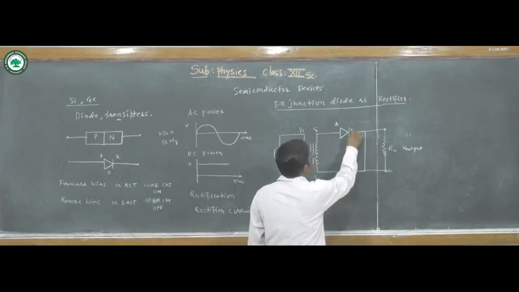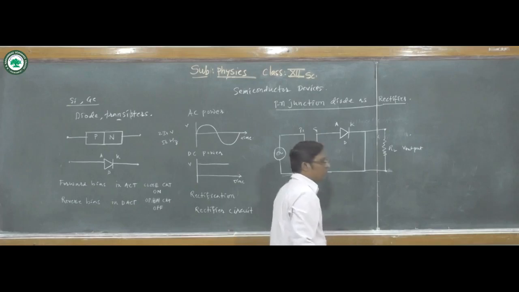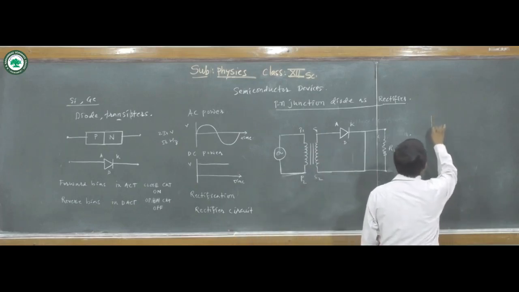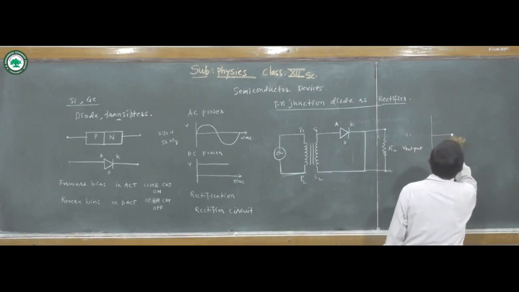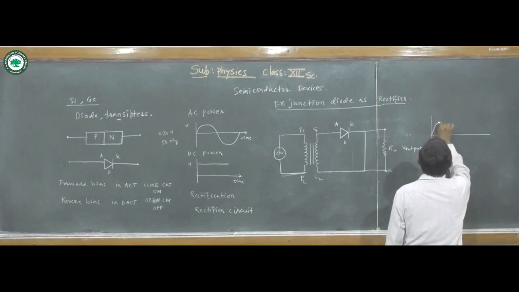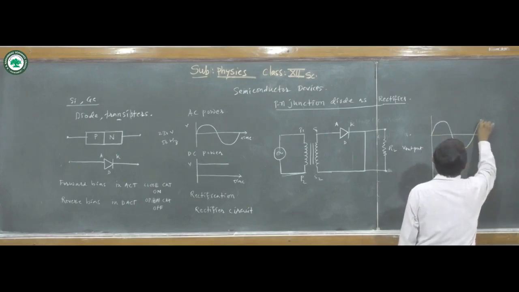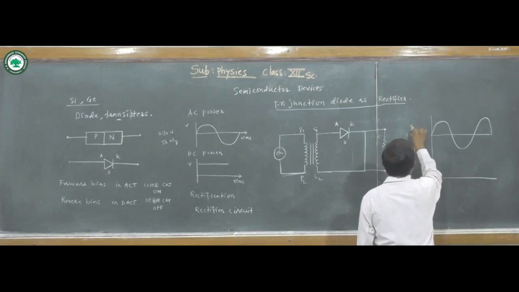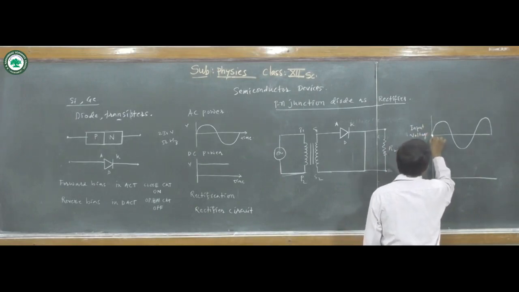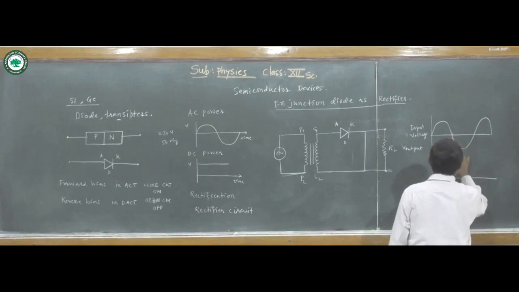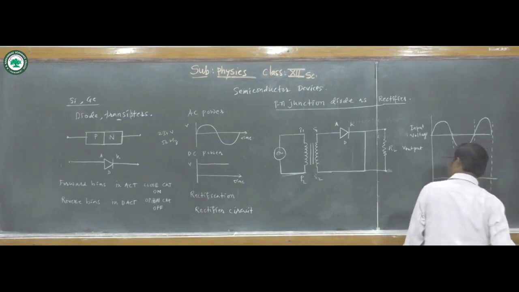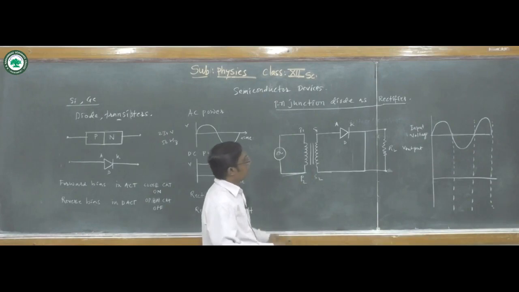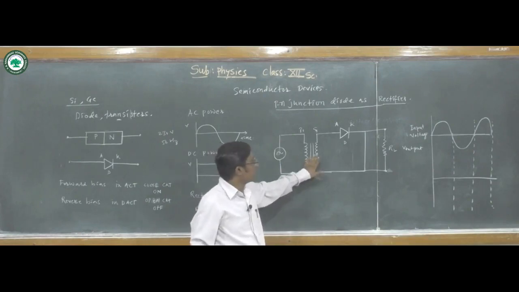We can understand this half wave rectifier by showing these waveforms. This is the waveform we are giving to the input of the diode. This is the input voltage. We know that this is the AC supply given to the diode.